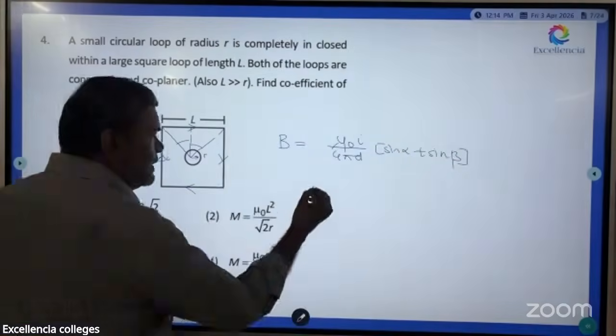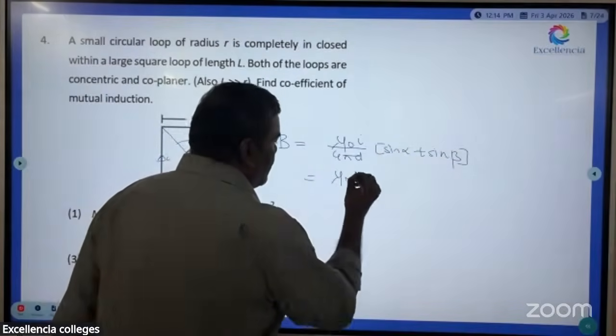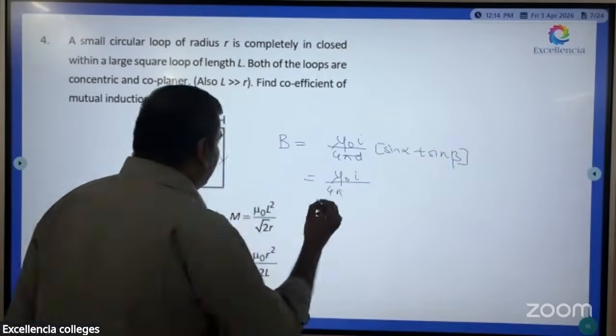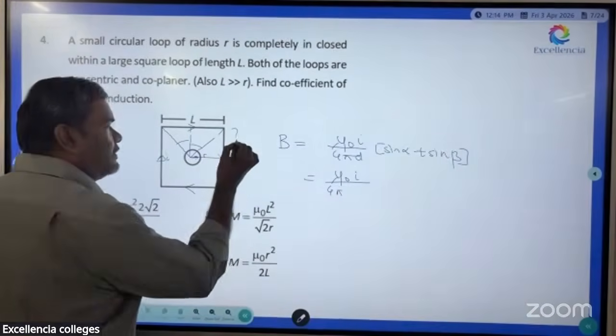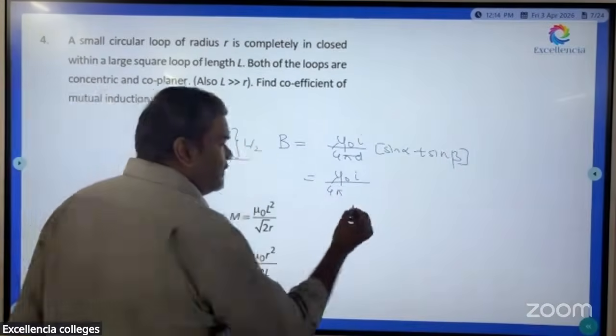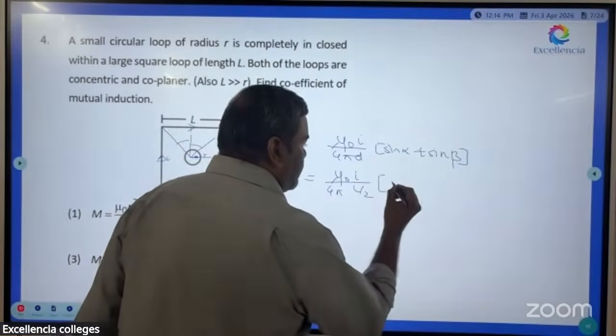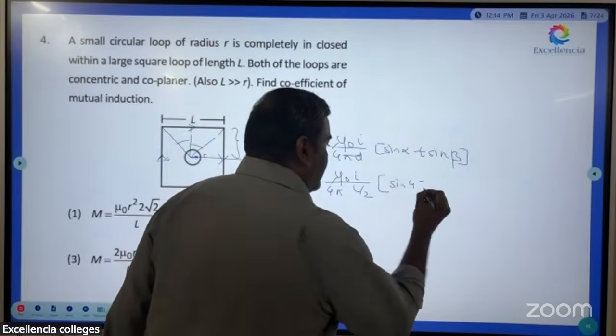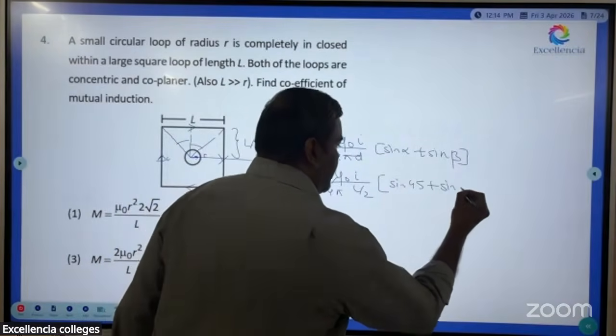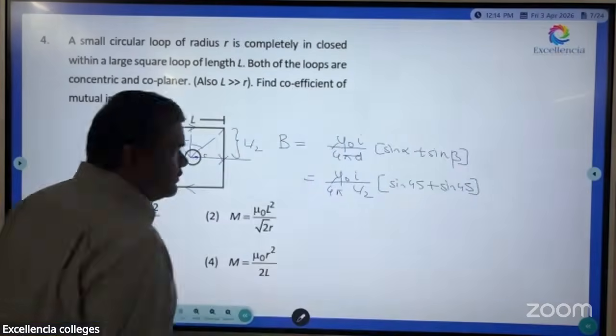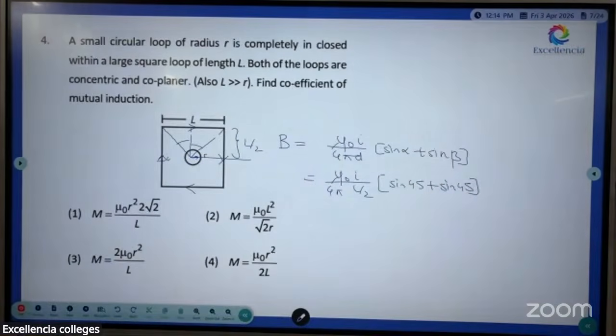So if I write that, that will become mu naught I by 4 pi, and d is going to become this perpendicular distance, which is going to become L by 2. I will write here L by 2 into sine 45 plus another sine 45 here. Right, so that's the value of the B here, mu naught I by this thing.